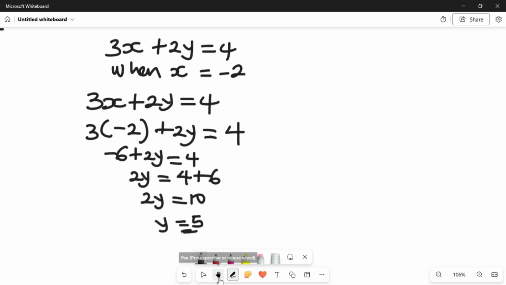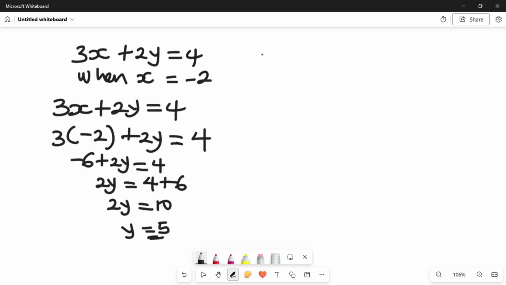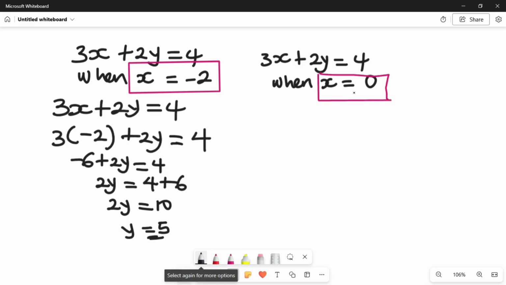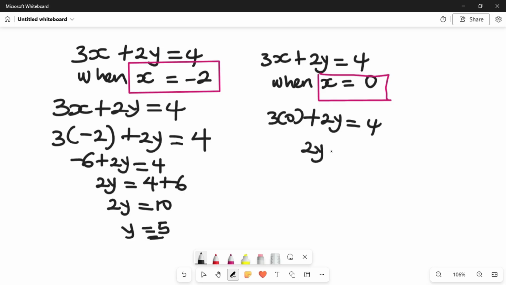We move on to the next one. Same thing, 3x + 2y = 4. Now when x = 0, remember we picked 3 values for our x. The first one is when x = -2. Then the next one now is when x = 0. So we substitute this value into the equation. So we have 3(0) + 2y = 4. So this is 0. So we have 2y = 4. So y = 2.